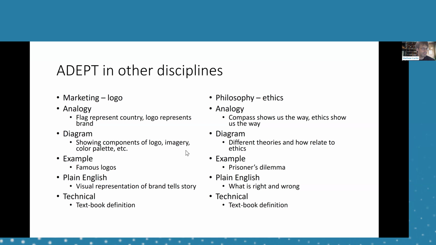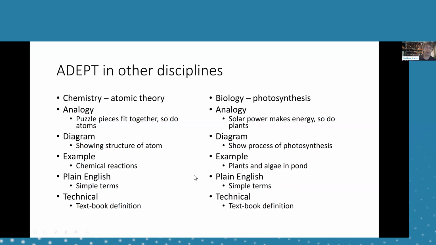So then 2 more disciplines, going now to the hard sciences of chemistry and biology. Chemistry, again, this is moving outside of my area of expertise. I'm marketing and statistics. So if I've made some errors here, I apologize, but to my lay person's understanding, these examples capture atomic theory and photosynthesis. For chemistry, atomic theory, the analogy is that puzzle pieces fit together, and so do atoms. There's a way they have to fit together in a puzzle, and there's a way they have to fit together in atomic theory.